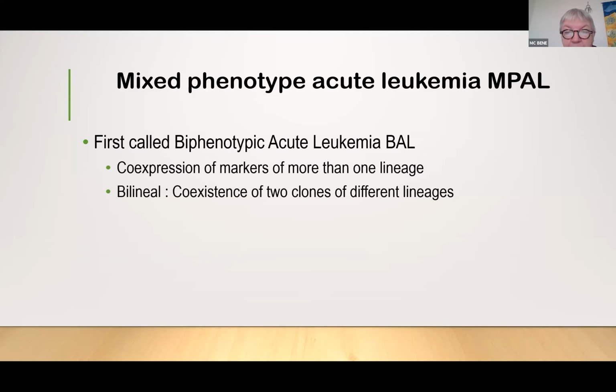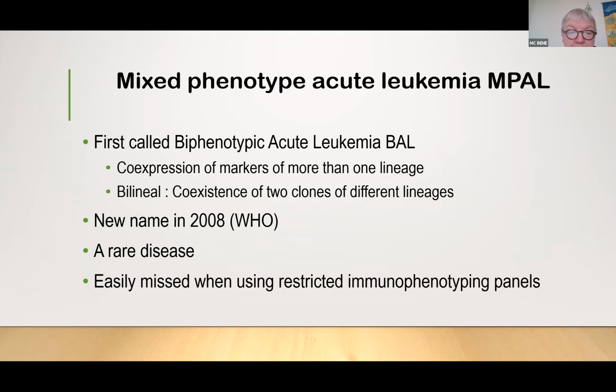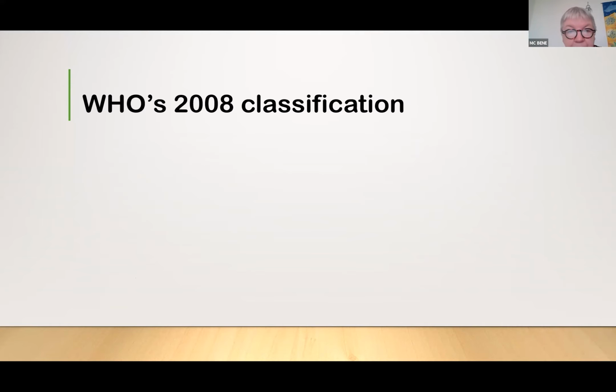bilineal when you have coexistence of 2 clones of different lineages. So you can have two types: real biphenotypic, expressing markers of more than one lineage, or coexistence of two clones. In 2008, it was given the new name of MPAL. And of course, you must remember that it's a rare disease and it can be easily missed when you use two restricted immunophenotyping panels. So the idea of having an extensive panel for immunophenotyping, even when you've seen in the microscope that it was going to be myeloid or that it was probably going to be lymphoid, is that you will be able to identify these MPALs, and we will see why it's important.